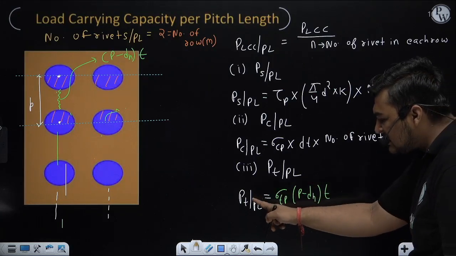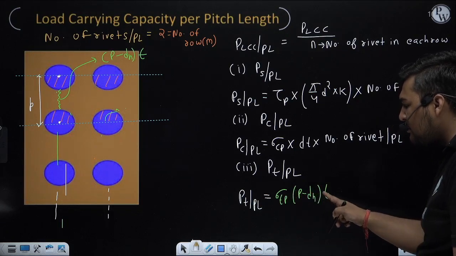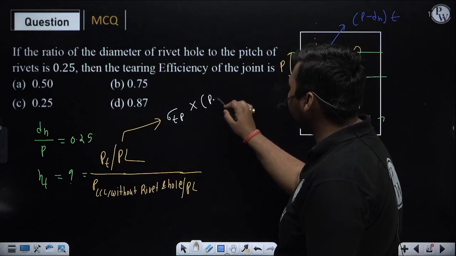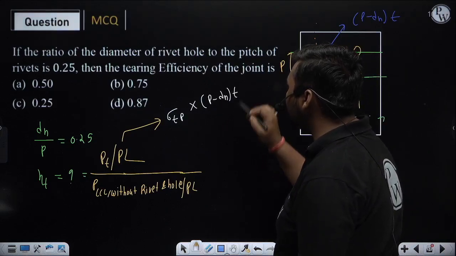I already explained this earlier also. The tearing load density per pitch length will always come as sigma TP into (P minus DH) into T. So it is sigma TP into (P minus DH) into T. It is the tearing load density per pitch length.